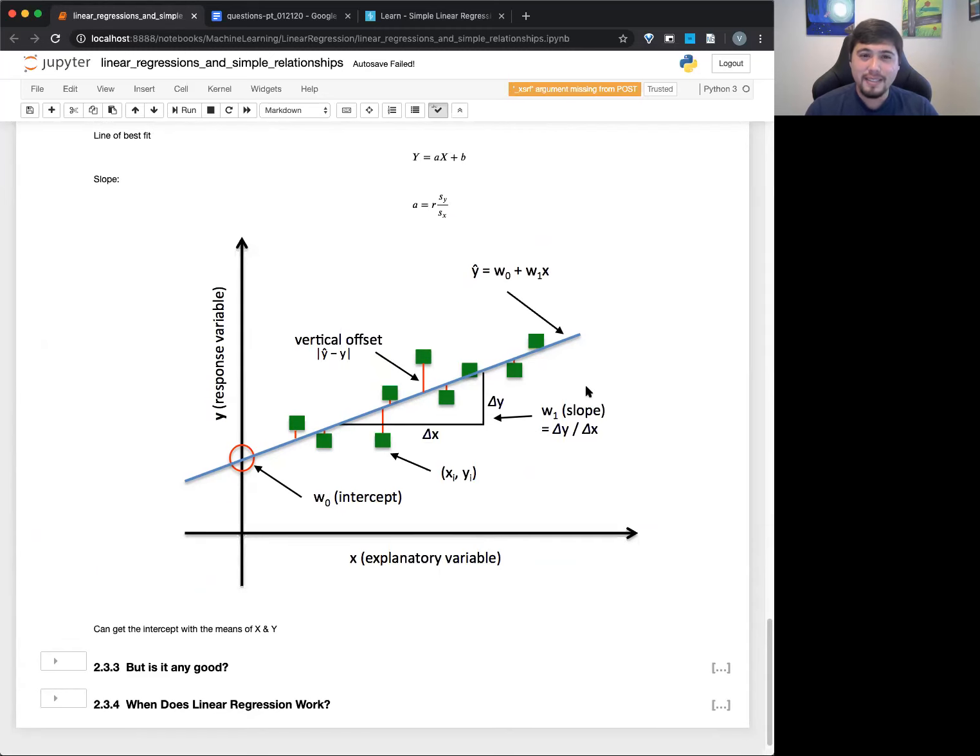And so I'm going to break this down a little bit. These green squares are your data, right? Those are your data points. Your blue line right here, that's the model, the linear regression line. Your Y, that's your response variable, you can think of it as your target, right? X is your explanatory variable.